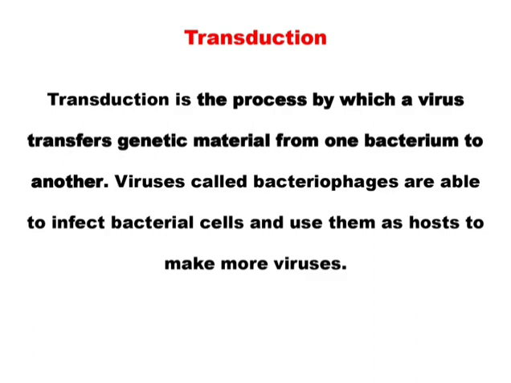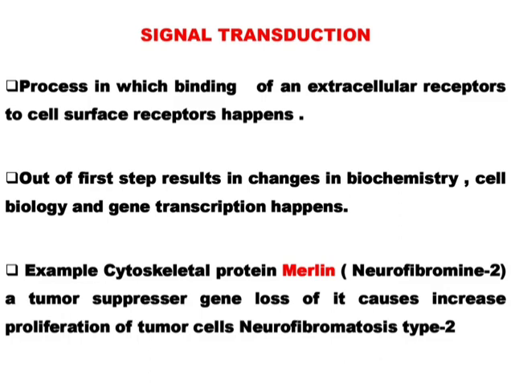Now signal transduction is the process by which binding of an extracellular ligand to the cell surface receptors happens. This first step results in changes in the biochemistry and cellular biology, and genetic transcription happens. For example, the cytoskeleton protein Merlin, that is neurofibromin 2, is a tumor suppressor gene. If it is lost, it causes increased proliferation of tumor cells in neurofibromatosis type 2.